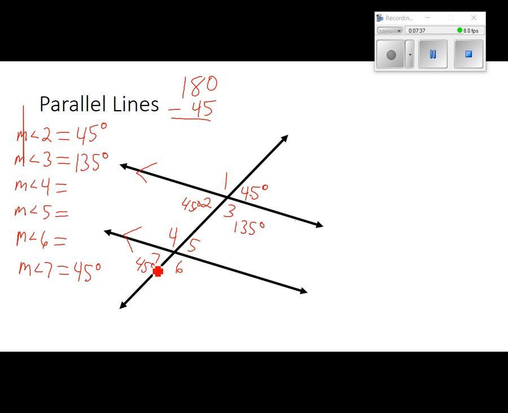I'm just writing it in there. 6 and 4 are 135. So angle 4 and angle 6 are 135 degrees. So is 1. 5 is 45. Everybody agree with that? How did I skip angle 1? Why didn't anybody tell me I skipped angle 1? It's 135.